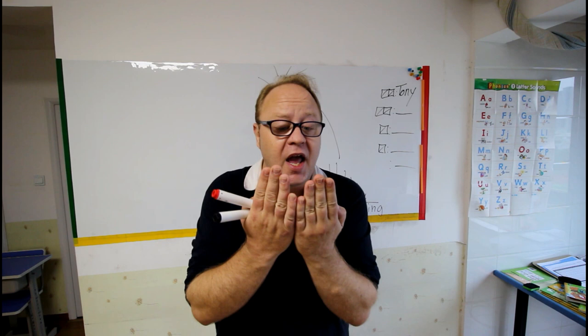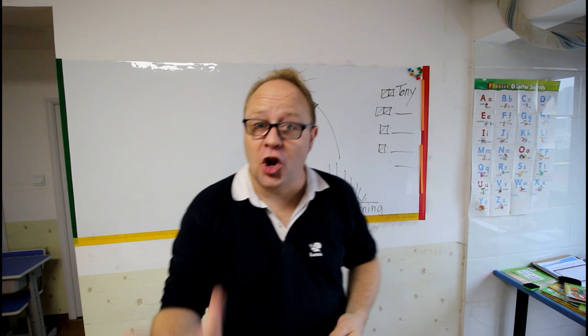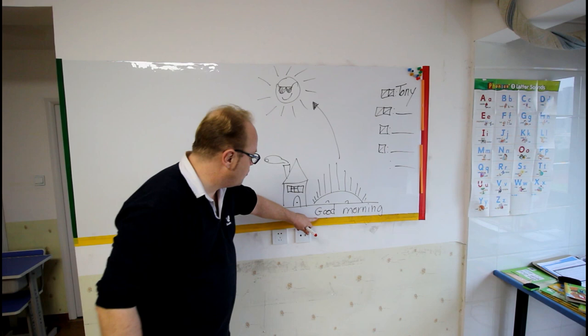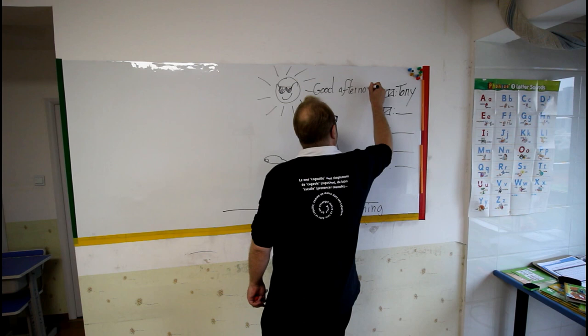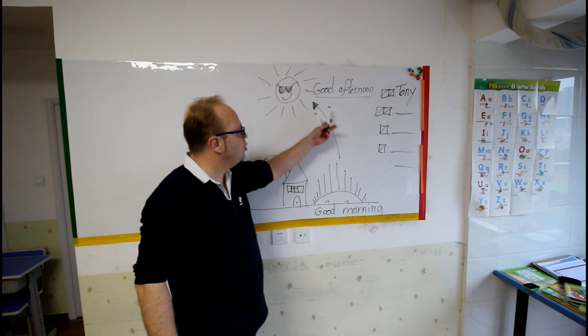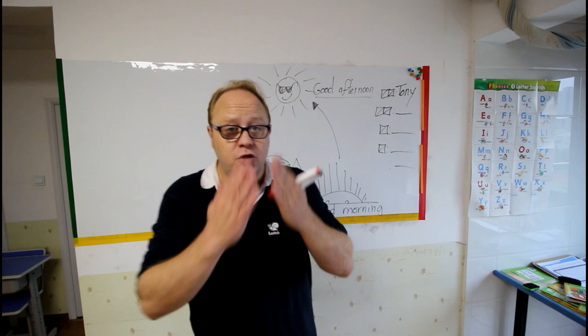A, B, C, D, E, F, G. So you can say, learn English, teacher, learn English. Okay, so we say good morning, right? Then we go right here, good afternoon. Yeah, good afternoon. Always write, it's always good, but keep on talking to them and say good afternoon, all right? All right, so what do you do in the afternoon? So you learn English, yeah?